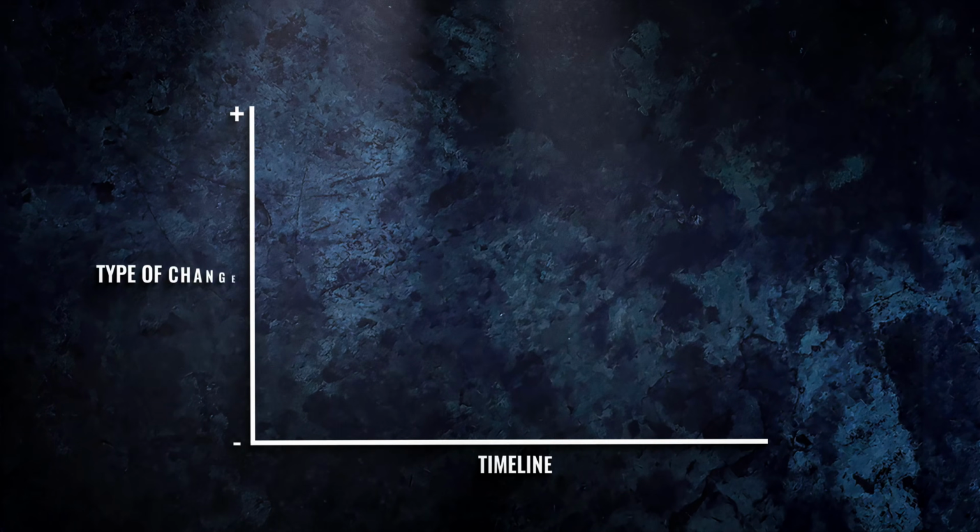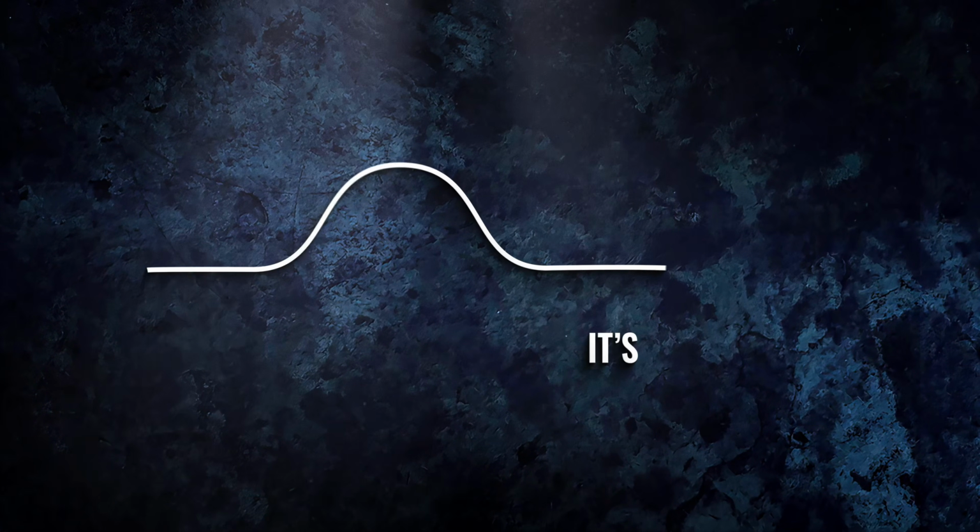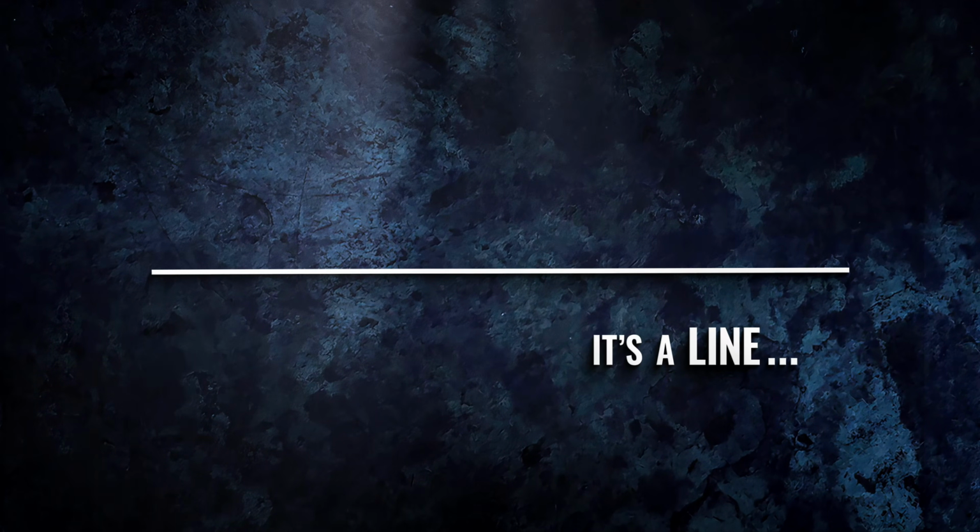But what about a flat arc? A flat arc. That's surely a 3rd type of character arc. Not so fast. A flat arc is not a character arc. Yeah, it is. No, it's not. Yeah, it is. No. What makes you so bloody smart? Well, it's not an arc. It's a line. Oh yeah.